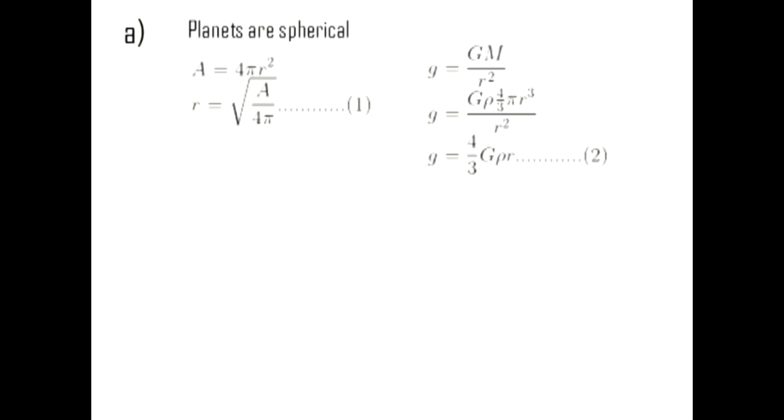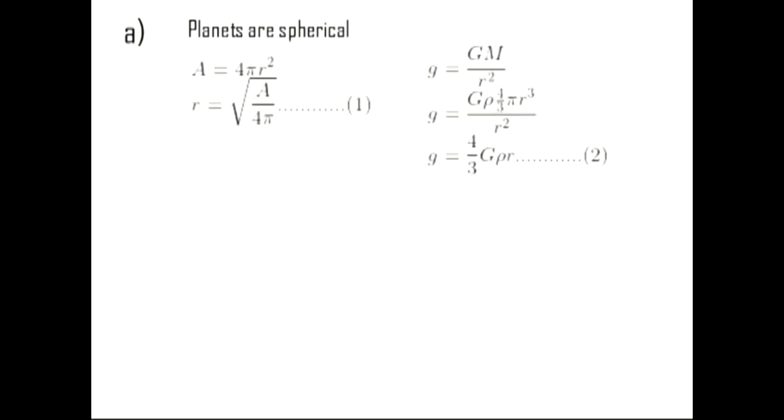Theoretically, we can find the M, or the mass of Mongoliearth, but I'd rather just expand it, which means that M is equal to 4 over 3 pi rho r cubed, and the r cubed on the top is easily divisible by the r squared in the bottom, giving us that g is equal to 4 over 3 times the gravitational constant times rho times r.